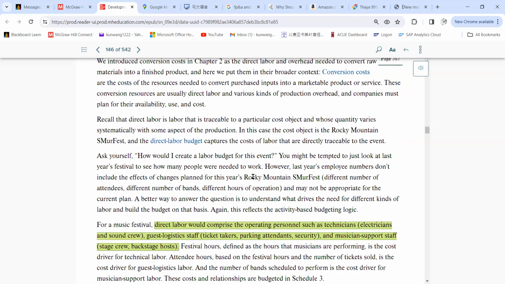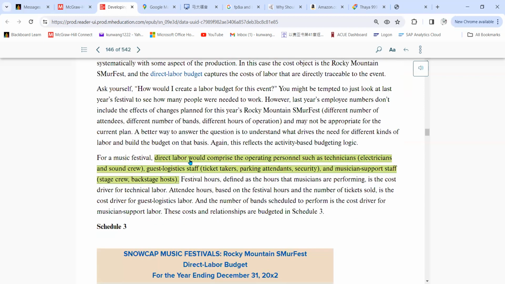But anyway, I highlighted that the labor cost will comprise the different personnel as required, such as the technicians, guest logistic staff, and the musician supporting staff. That's really industry-specific labor. You need to make adequate planning for the different types of talent and also the hours they need to work.